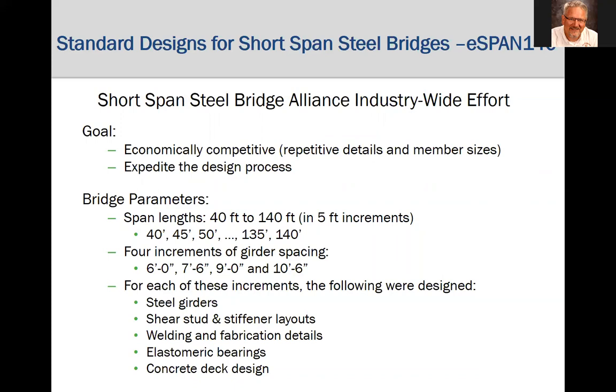The standard designs use common rolled beam and plate sizes and simple details for economy. The designs are for span lengths from 40 feet to 140 feet in 5-foot increments and 4 different girder spacings. The standard designs give the engineer the girder design, including fabrication details, shear stud and stiffener layouts, cross frame design, and the deck design and the end bearing design.